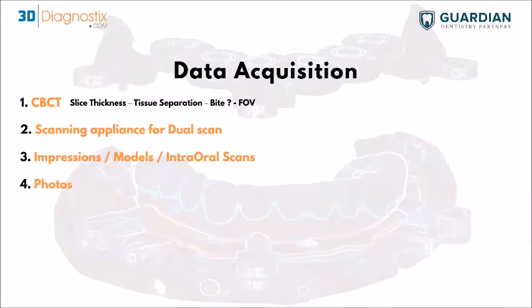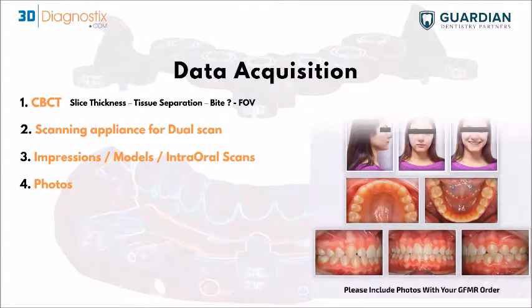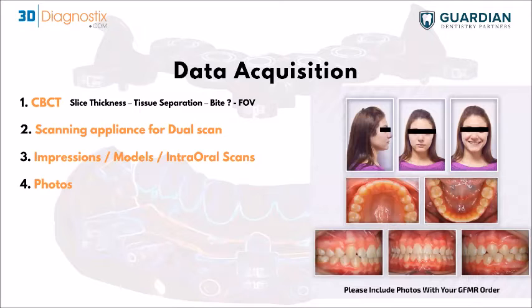Number 4 would be the photos. Photos are not really required if you're not planning to restore the case immediately or if you're not ordering a restoration from 3DDX, but they come a long way in terms of planning the case and also double checking the verification of the patient's occlusion. This is our reference for the photos that you should enclose with your guided full mouth restoration order.